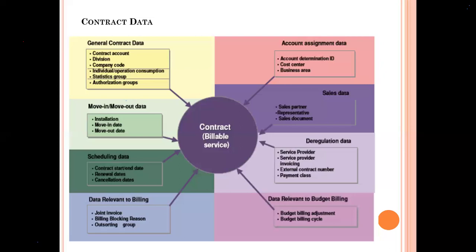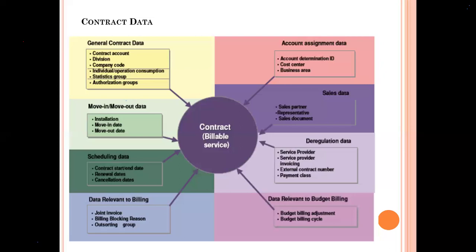External contract numbers are required if there is a paper agreement that needs to be uploaded. And obviously the payment class, whether the contract is a commercial contract or a domestic contract, because based on that, again, your taxation will differ. So these are the contract details.